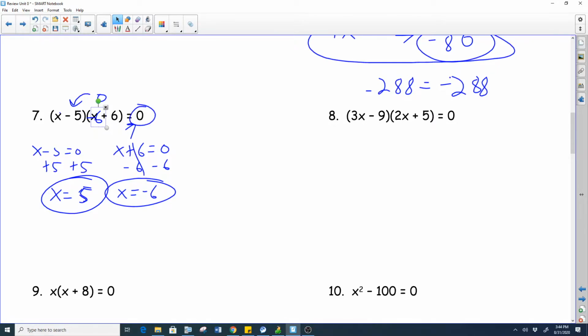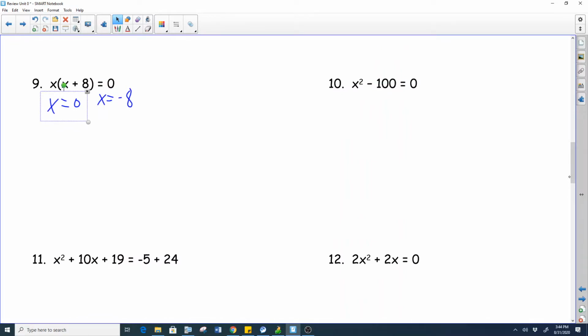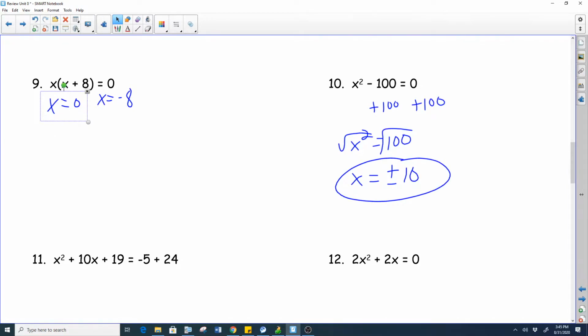Nice. So number 9 will just be x equals 0, and minus 8 to the other side, so we get negative 8. Nailing it. Don't forget for number 10 that you do want to get the 100 to the other side first. So we're going to add 100 to this side, add 100 to this side. So we get x squared is equal to 100. And then we're going to square both sides, so we do get plus or minus 10 as our answer.